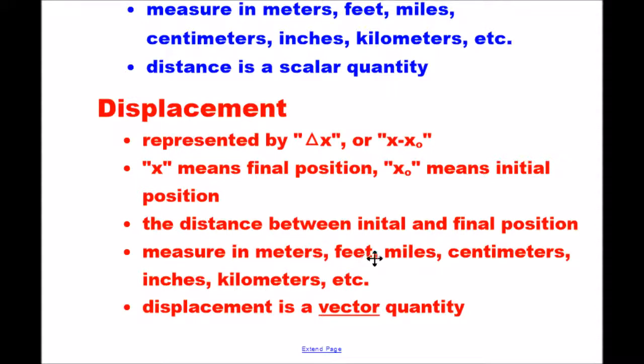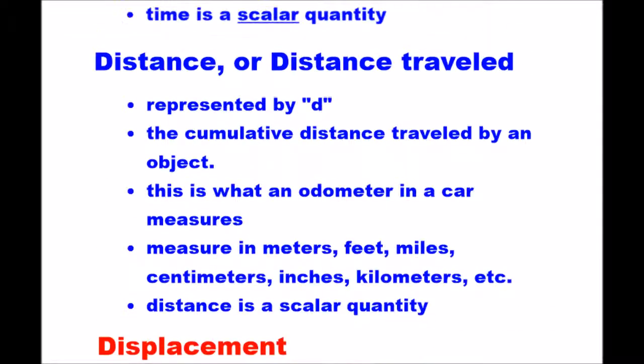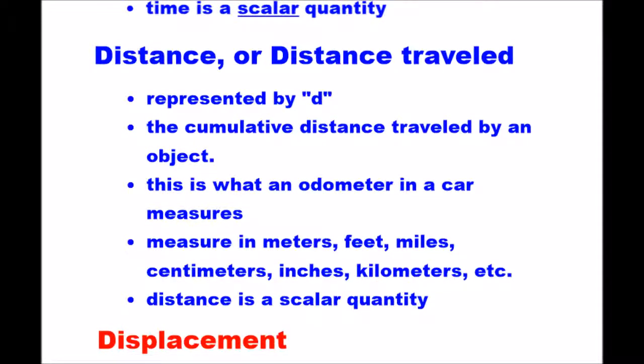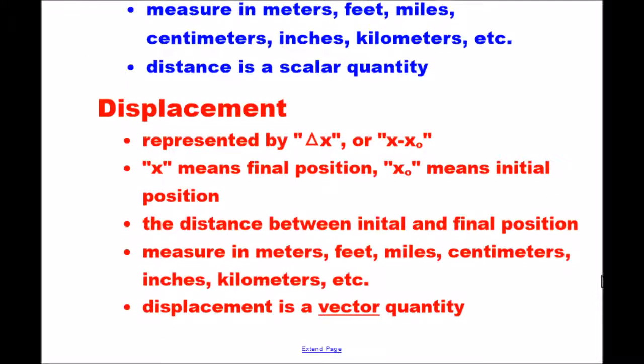It's also measured in meters, feet, miles, etc. But the trick here is that displacement is a vector quantity. As we do some examples in here, you'll see what I'm talking about with that. But really, the big difference between distance and displacement is that distance is a cumulative distance traveled. Displacement takes into account all the changes in direction that you might make along the way.